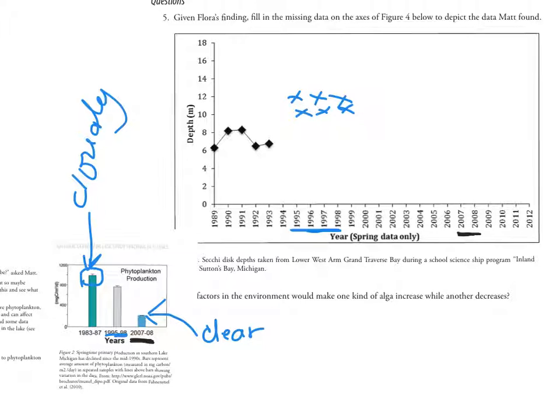Water clarity increased, so maybe our Secchi disk drops real low, maybe down to 18 meters. I don't know. So if I had to connect all these dots, I would probably have an upward trend. And that would complete figure 4.